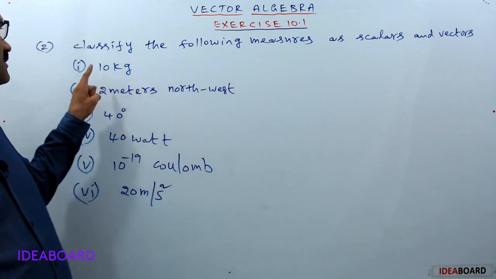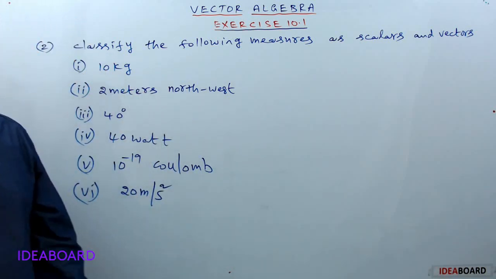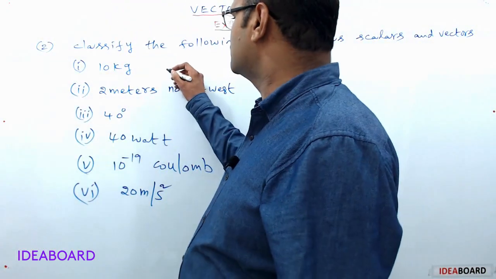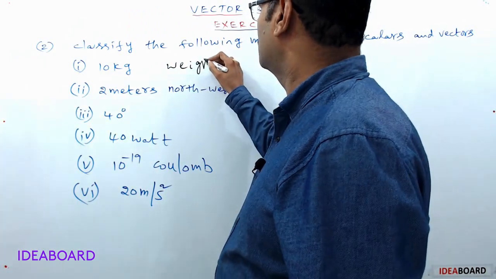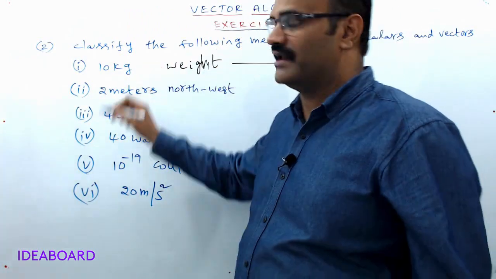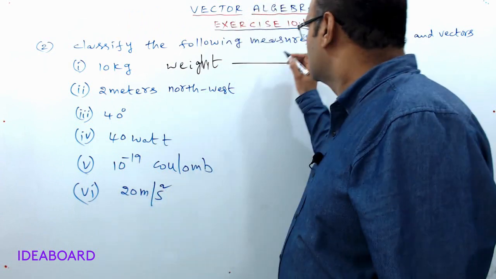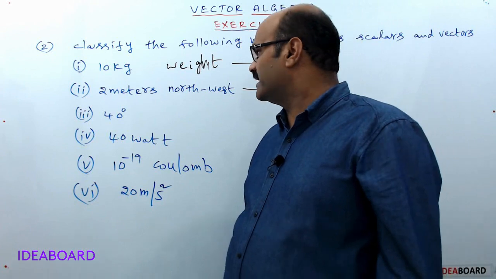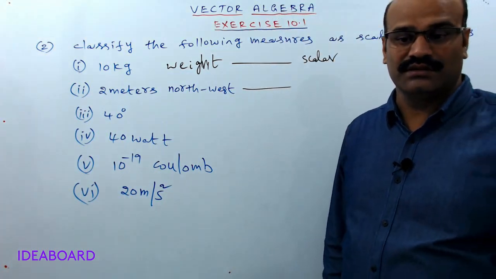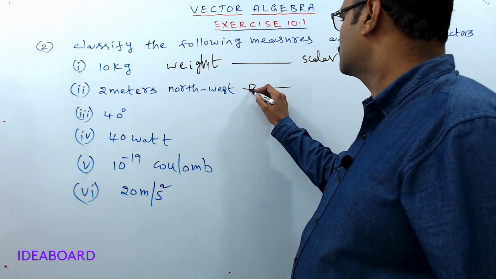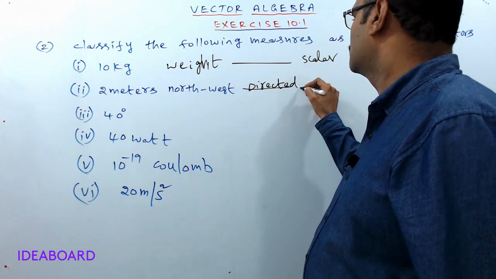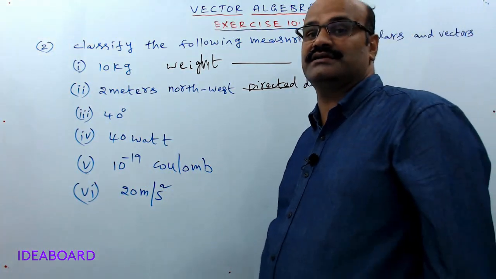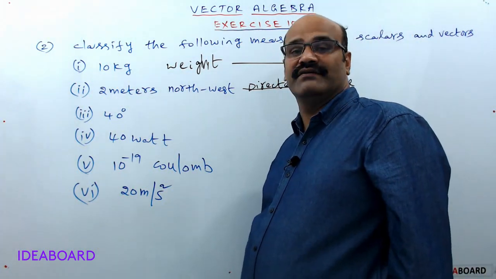First one, 10 kg. Clearly it is a weight. It doesn't have direction. Since it is a weight and it does not have direction, we say that this is a scalar. Next, 2 meters northwest. It is a directed distance. Since it is a directed distance, clearly we say that it's a vector.